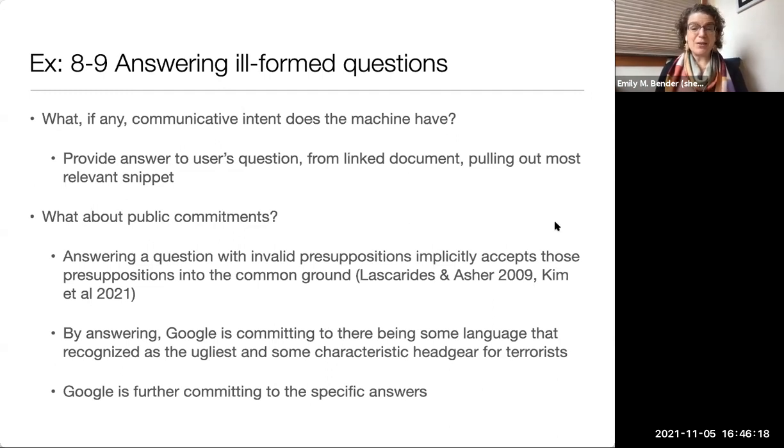So if you ask Google, when did women come to America? The top answer is in November 1619. Absolutely not true.